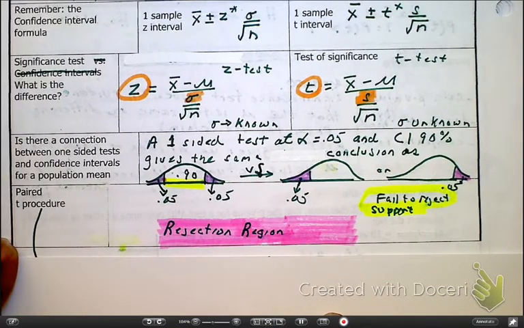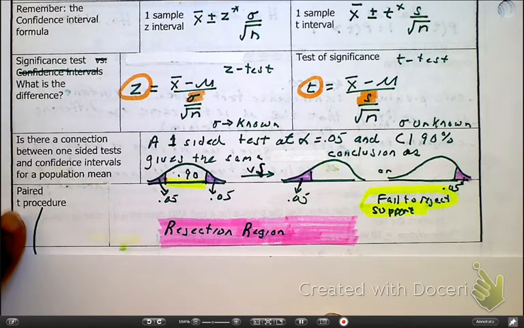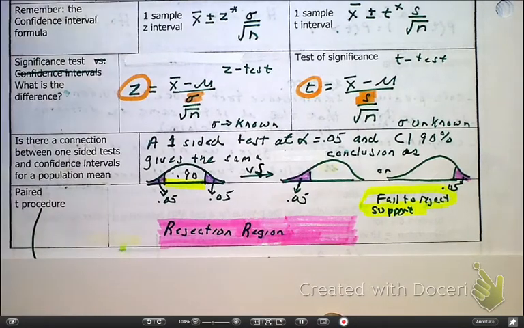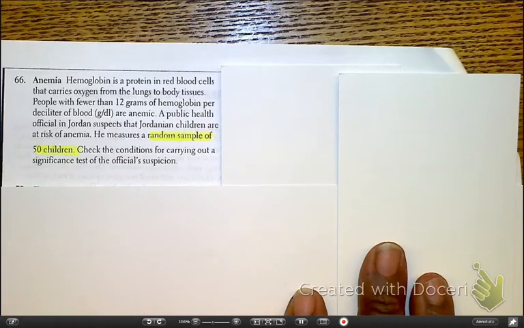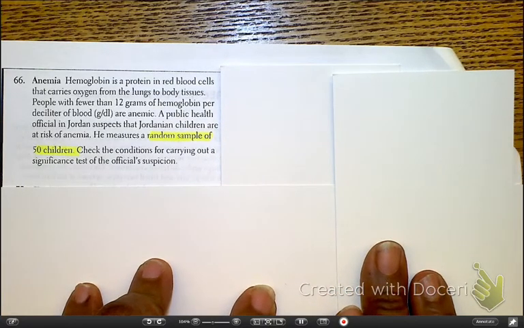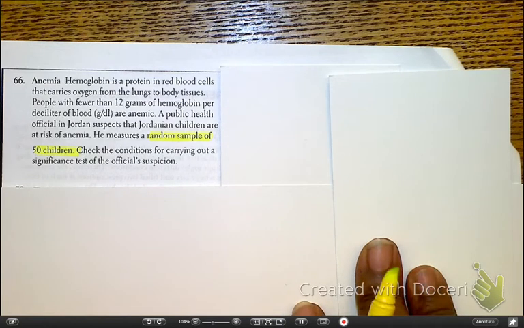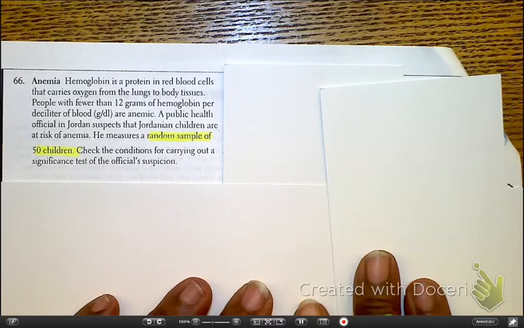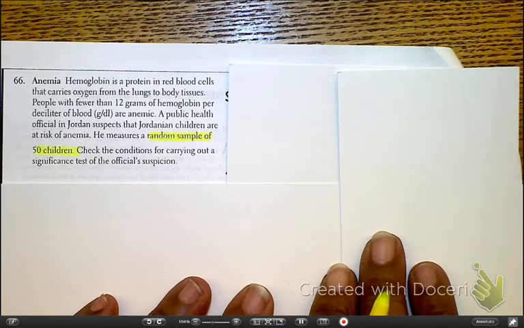Now, as we continue the paired t-test, we're going to wait. That's going to be in the next video. Okay, it didn't sound like I was concluding, so we're going to wait for the paired t-test on the next video conclusion. So turn to page 18 of your notes and pause and read over it.